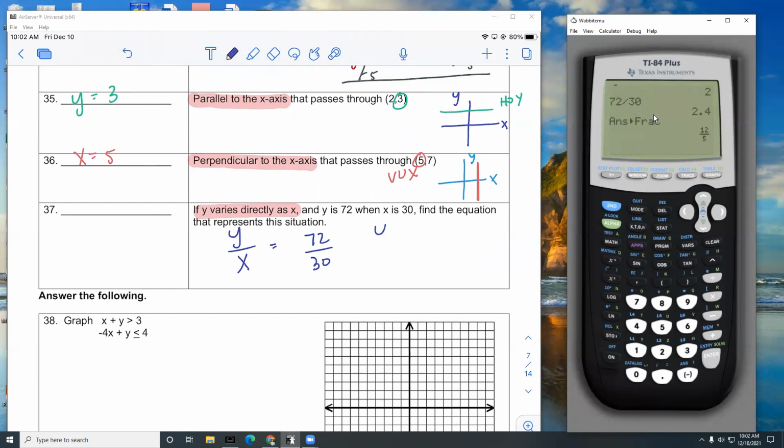So I'm going to press math, enter, and I get 12/5. So for direct variation, I want my equation to look like y equals k times x. So in this case, my k is 12/5. So my answer is going to be y equals 12/5 x.